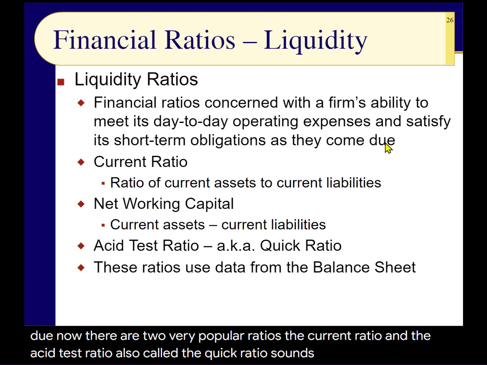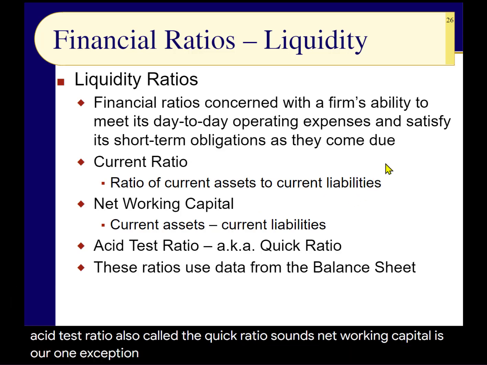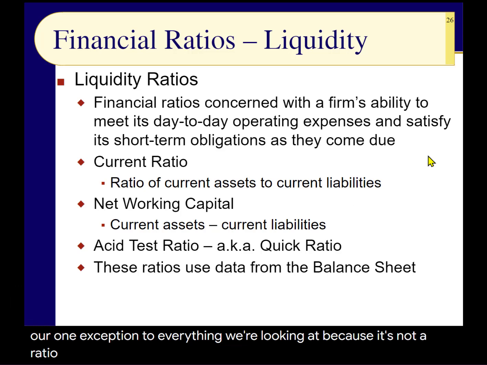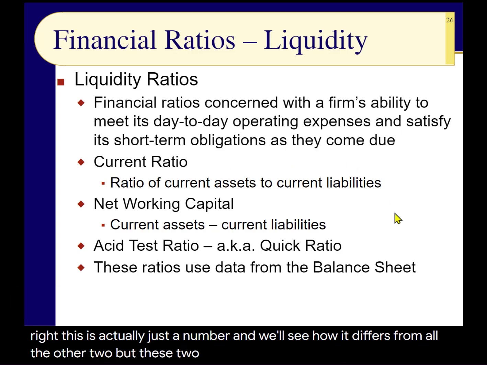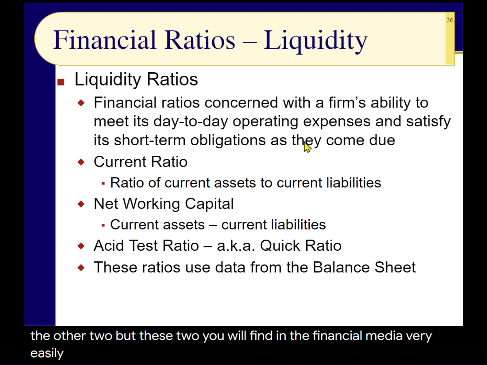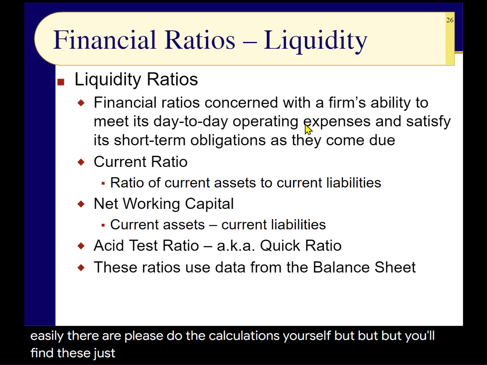Acid test ratio. The net working capital is our one exception to everything we're looking at because it's not a ratio. So we have to have at least one exception to the ratio analysis, right? This is actually just a number, and we'll see how it differs from the other two. But these two you will find in the financial media very easily. Please do the calculations yourself, but you'll find these just by looking them up.